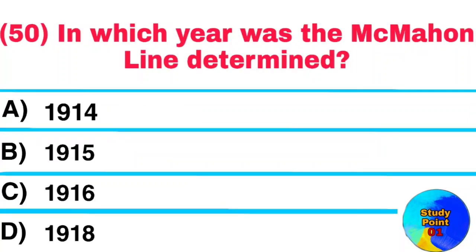Question. In which year was the McMahon line determined? A. 1914, B. 1915, C. 1916, D. 1918. Answer. 1914.